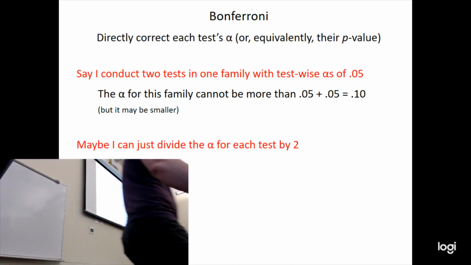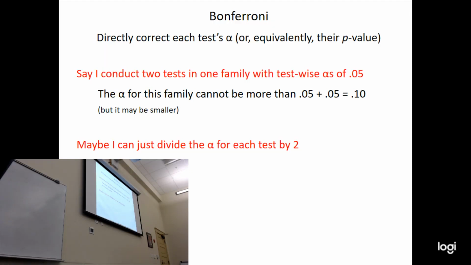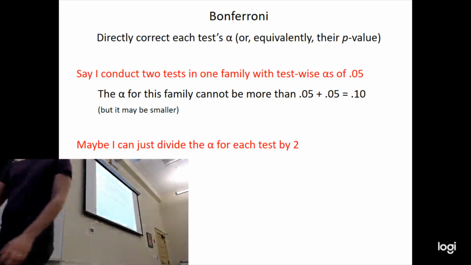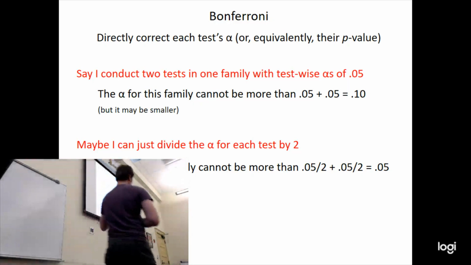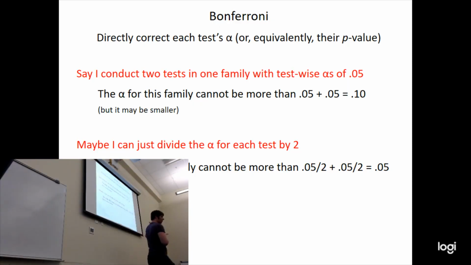So the logic is, maybe one way to make sure that your family-wise alpha level is never larger than 0.05 is to divide the alpha level for each of your two tests by 2, the number of tests that you perform. If you do this, the alpha level for the family, so the probability of making at least one mistake across the two tests, is never going to be larger than 0.05. It may be smaller, but it's never going to be larger.